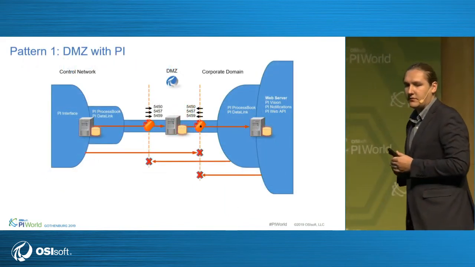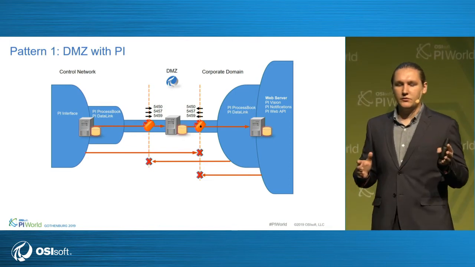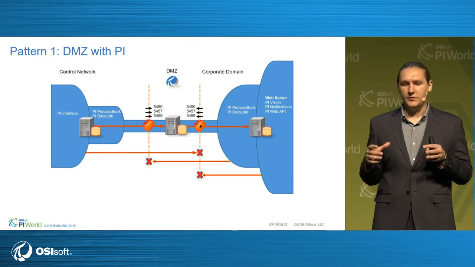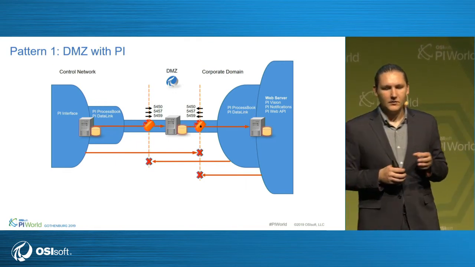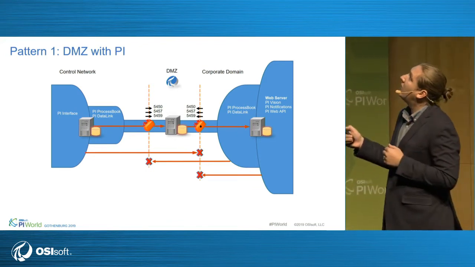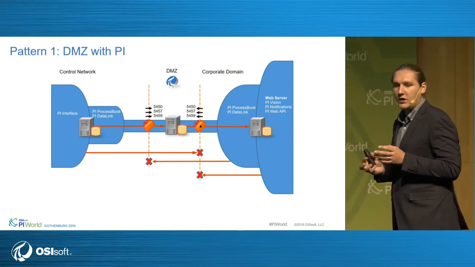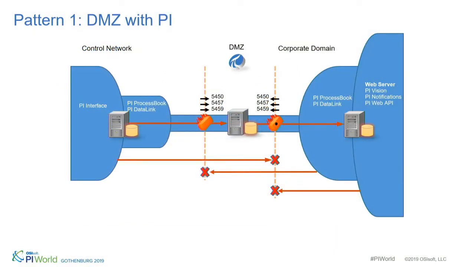So the first pattern is dividing the control network and the corporate network with the DMZ zone, where our PI system is implemented. So for example, you can see all the connections coming from the control network are not able to cross the second firewall. So the interface will not be able to connect directly to the corporate domain. All the data flow is going from the interface in the control network to the PI data archive and AF server inside the DMZ. So in this pattern, we have our PI system with a DMZ zone.